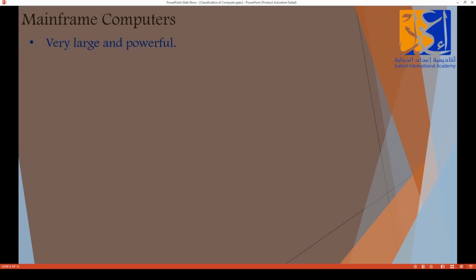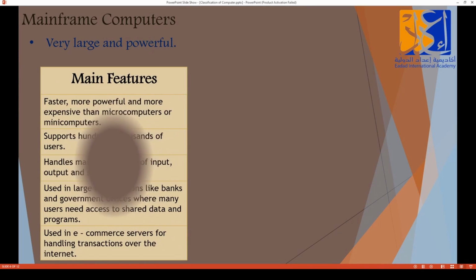Next, mainframe computer. Now, mainframe is very large and it's powerful. Let's see its main features. Its main features are, it's faster, it's more powerful, and more expensive than microcomputers or mini computers. It's more powerful and more expensive.